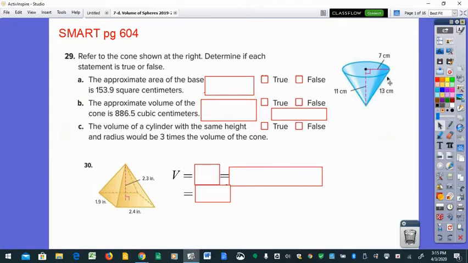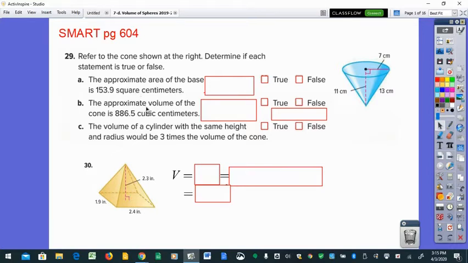You could actually have found that, just to do a blast from the past. You might see a right triangle there, and if you took a squared plus b squared, it would equal c squared. But enough about that. I have a height of 11 centimeters and a radius of 7. The first one is the approximate area of the base is 153.9 square centimeters. Area, square. Think about that, guys. They're asking for area.